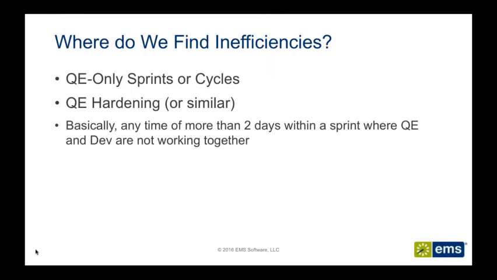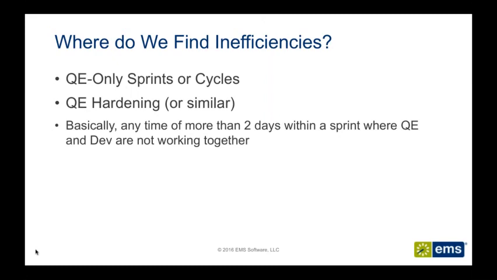Okay, so some of the other inefficiencies that we found in here is that we have QE-only sprints or cycles. And really, I've seen this, and I would love for any of you to share your experience on QE-only sprints or cycles and whether or not you see value in them. I've tended to see that QE-only sprints have come about because we are delivering code those last couple of days of the sprints versus consistently throughout those sprints.